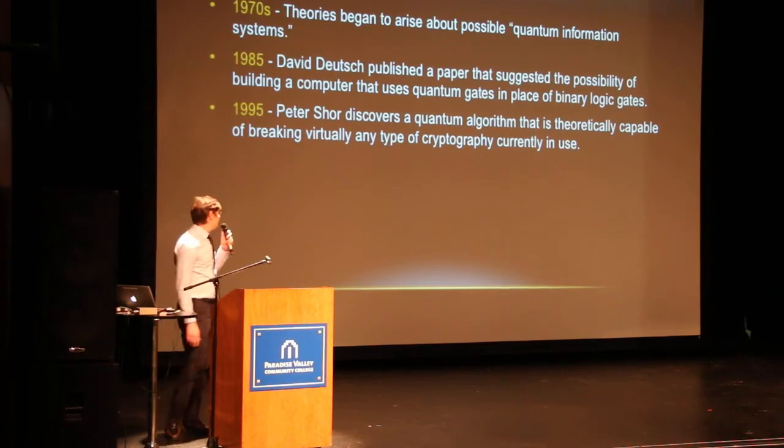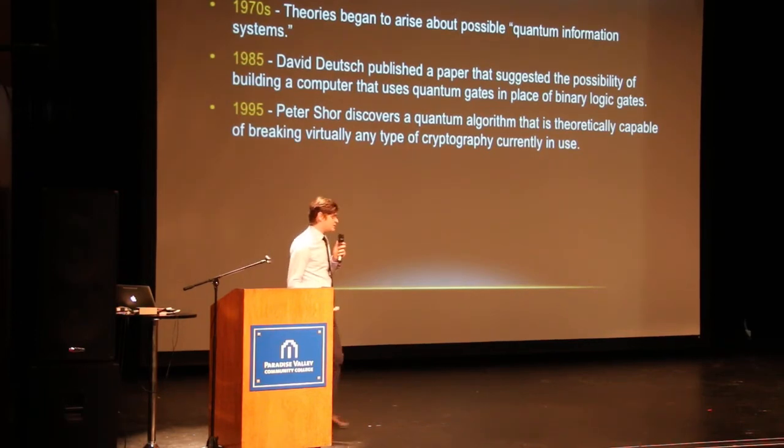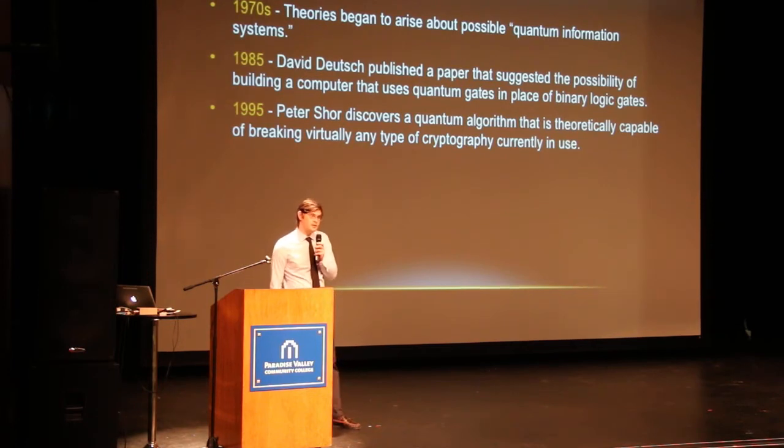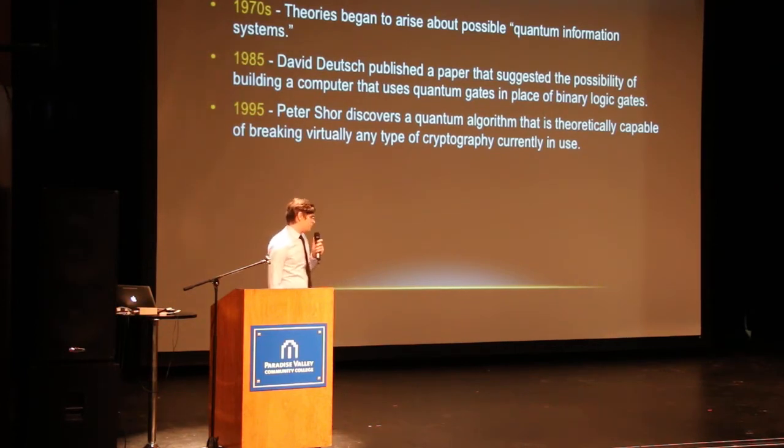In 1995, Peter Shor, he was working for AT&T, I believe, discovered a quantum algorithm. It's now known as Shor's algorithm, and it hasn't been successfully used yet because it needs a quantum computer to be run on. But it would basically be able to get through any type of cryptography. It could break any code.